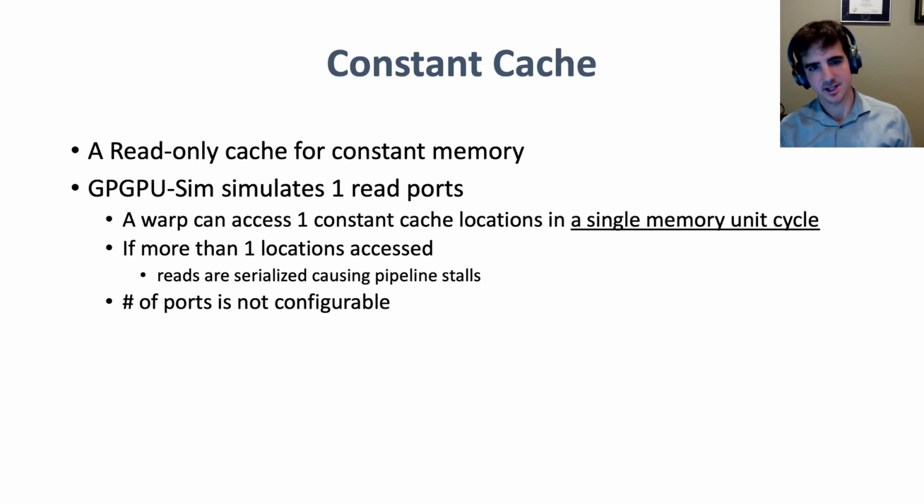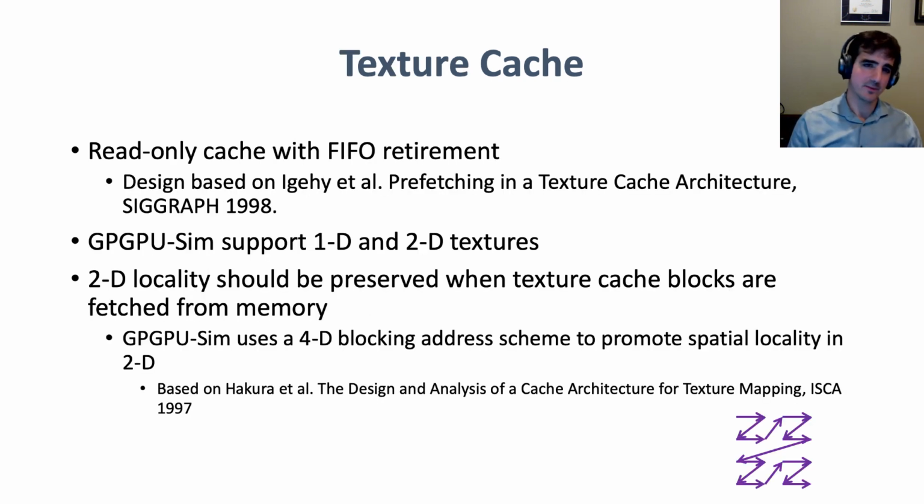Quick notes on constant cache. This usually doesn't matter all that much, but it is modeled inside the simulator. It's a small read-only cache for constants. Right now, there's only a single read port on this constant cache. If you access more than one location, you're going to end up being serialized and can cause stalls. Typically, you hit almost all the time in this cache on the stuff that is constants. If you want to increase the number of ports here, it is configurable from the config file.